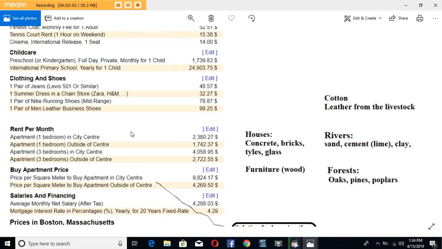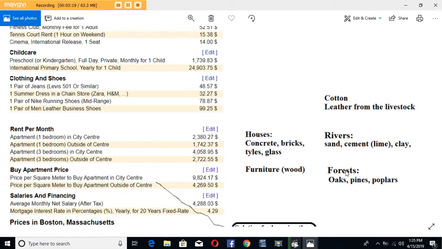The seventh items are housing and furniture. It includes houses and buildings. The raw materials for a house are concrete, bricks, tiles, glass. These products are made of sand, clay, lime, gravel. They are found in the rivers. The lumber is the main material for furniture and houses. They include oaks, pines, poplars, etc.